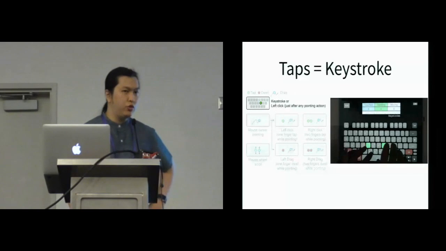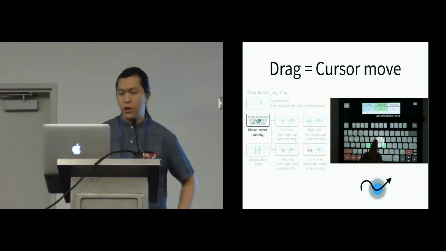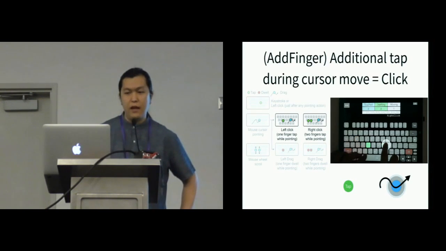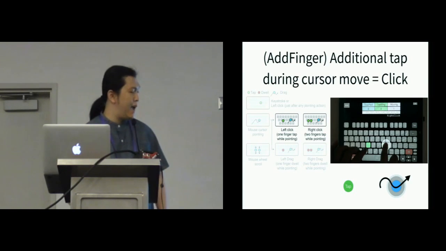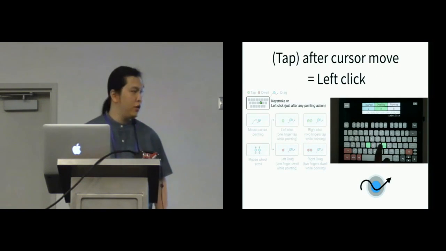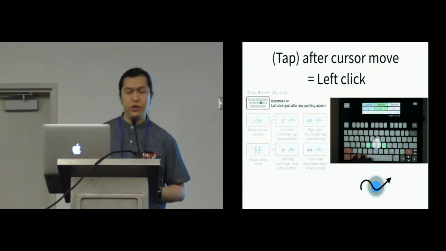Of course, keystrokes are done by taps, and dwelling and dragging are used for manipulating the mouse cursor. This is the basic concept, and we implemented two different types of mouse clicking gesture. One is named the add finger gesture, which is done by adding one tap while manipulating the cursor. Another is named the tap gesture, which is a consecutive tap after releasing the manipulating finger. Those two gestures mimic touchpad interaction. The former is like clicking a physical button, and the latter is the traditional tap-to-click gesture.